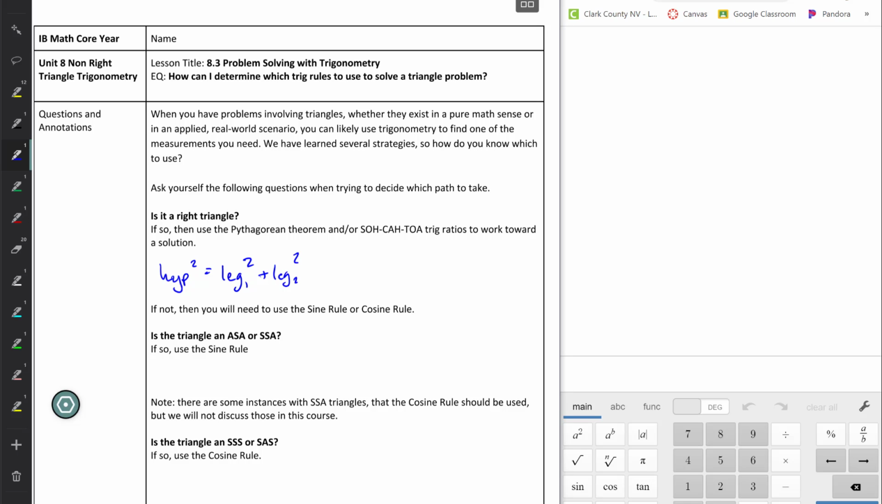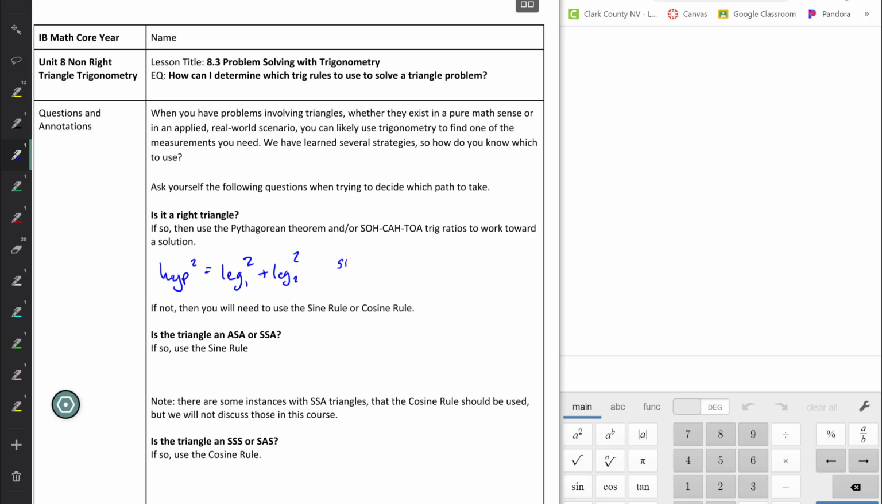And then you can also use your SOHCAHTOA trig rules, where you know that your sine is equal to your opposite over hypotenuse side. Cosine of your given angle is going to be equal to the adjacent over the hypotenuse side. And then tangent of your given angle is going to be equal to your opposite over your adjacent side. So just pick the one that corresponds to the scenario that you have and you're good to go. If not, however, if you don't have a right triangle, then you're not going to be able to use these rules, so we have to use the things we've learned in the past couple of lessons.